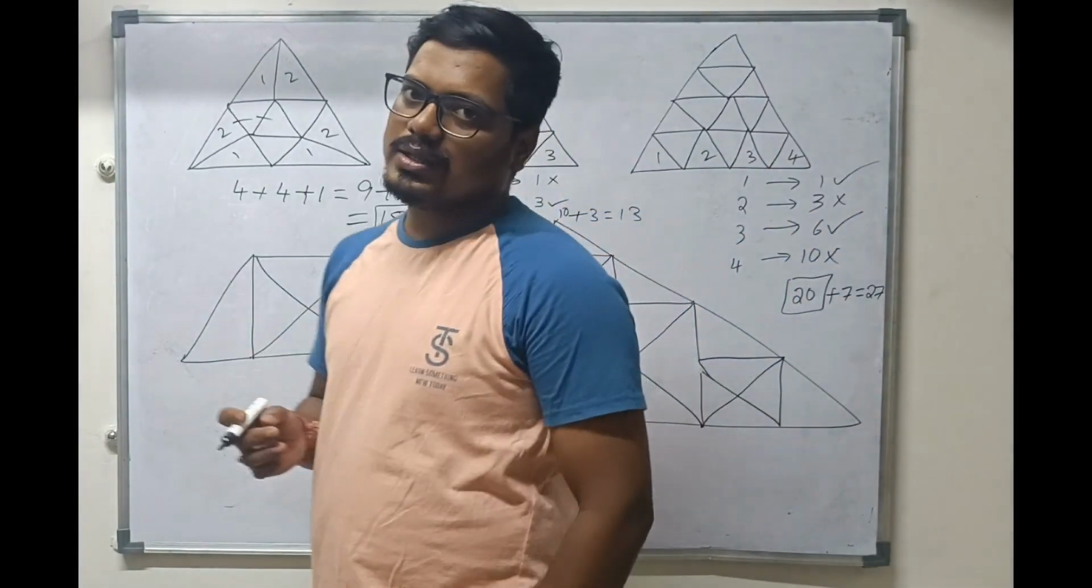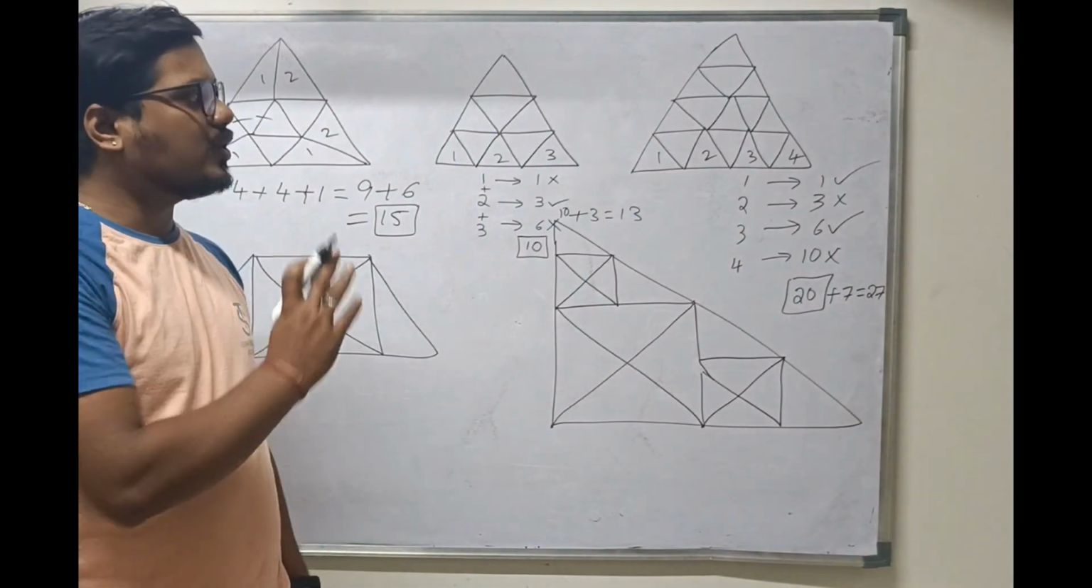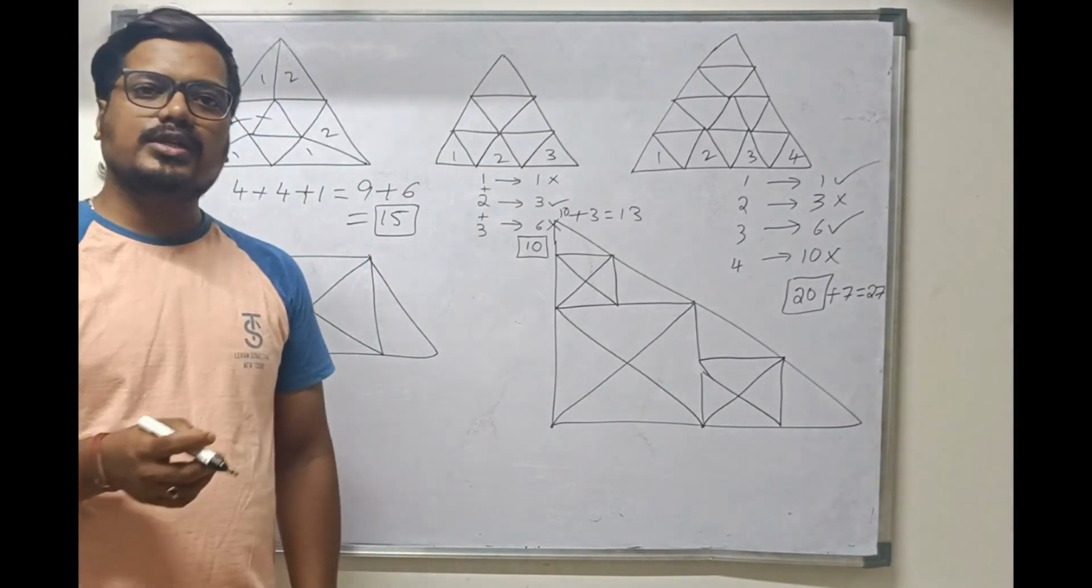Leaving this, don't follow any other logic. You may get 1 or 2 sums right, but if you try to apply it for all types of triangles with increasing numbers, you will not get the answer. Follow this logic only. It's the easiest way of doing it.